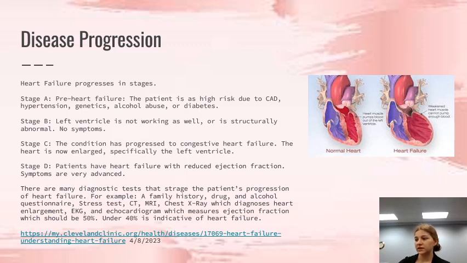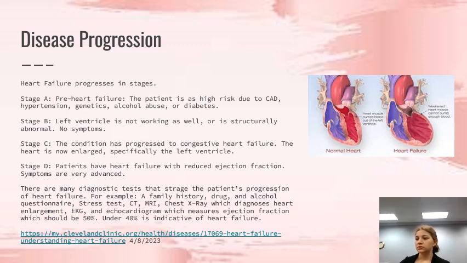However, there are other tests that can stage the progression of heart failure, including questionnaires on the family history, alcohol and drug questionnaires. You can give the patient a stress test, and a chest x-ray can be given to diagnose heart enlargement, and an EKG can be provided as well.